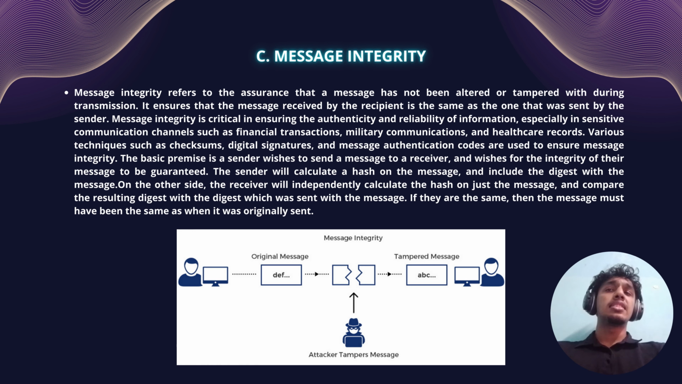Various techniques such as checksums, digital signatures, and message authentication codes are used to ensure message integrity. The basic premise is a sender wishes to send a message to a receiver and wishes for the integrity of their message to be guaranteed. The sender will calculate the hash on the message and then include the digest with the message. On the other side, the receiver will independently calculate the hash on the message and compare the resulting digest with the digest which was sent with the message. If they are the same, then the message should have been the same when it was originally sent.